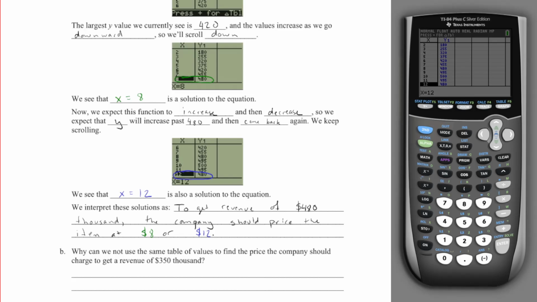Now, this method works great when it works. It has the advantage of being relatively easy, right? We just make a table and then we look at it. Unfortunately, it doesn't always work.